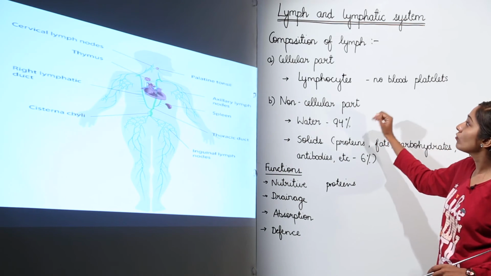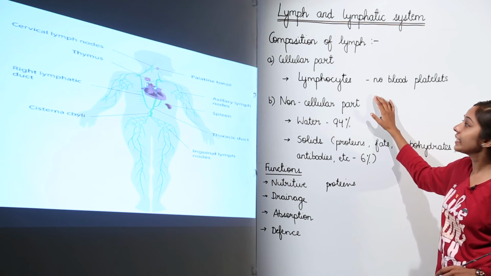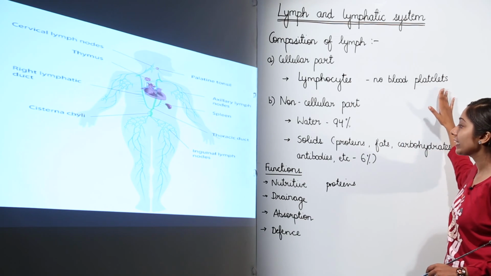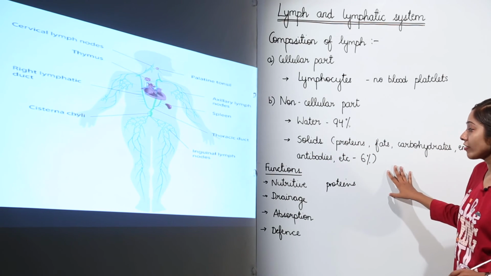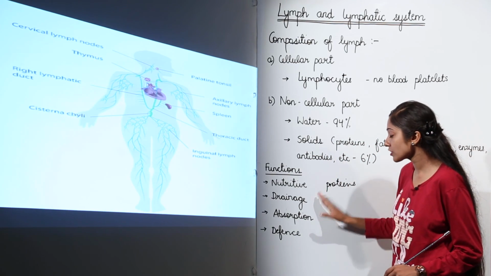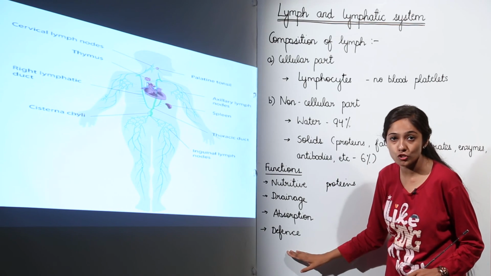So, as a whole, what is the composition of lymph? It contains lymphocytes mainly, there are no blood platelets, mainly 94% water, solids which form 6% of it, and it has nutritive function, drainage function, absorption and defense function to perform, right.